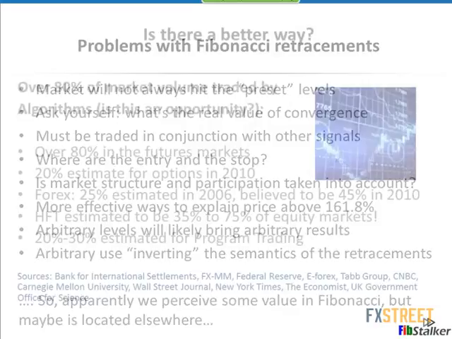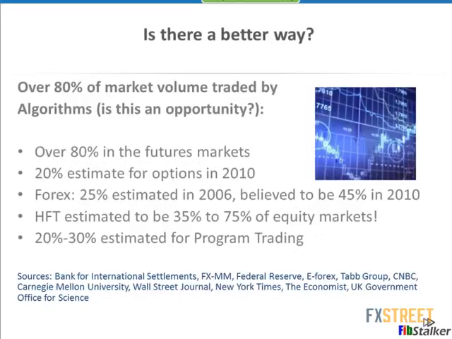But before we get there, let me try to give you another perspective on modern markets. If you have not heard this somewhere else, I'm giving you a little perspective here. The reality is that in modern markets, more than 80% of volume is traded by computerized algorithms. And that's especially true with futures markets. When it comes to options, 20% was the estimate in 2010, to be much higher. Forex is 25% in 2006, believed to be 45% in 2010. So in 2014, could be 50% or higher.